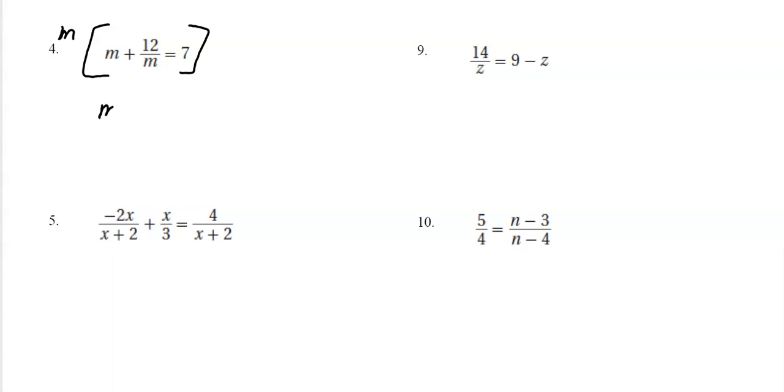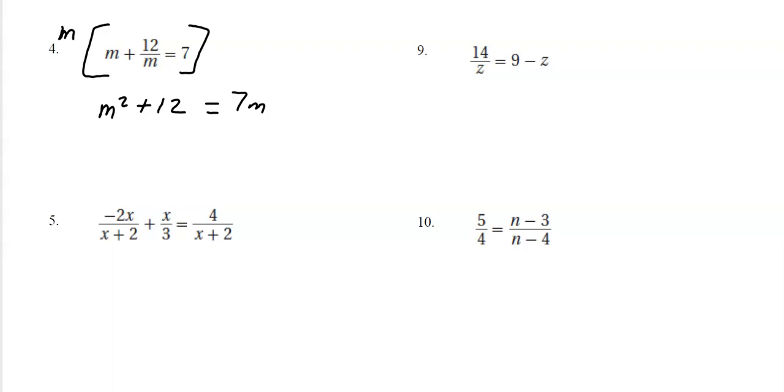So m times m is m squared. This one, the m's are going to cancel on the top and the bottom, so I'm going to get 12. And then m times 7 will be 7m. Then I'll have to go ahead and solve this. They're usually going to be quadratics. We can either factor it or we might have to use the formula.